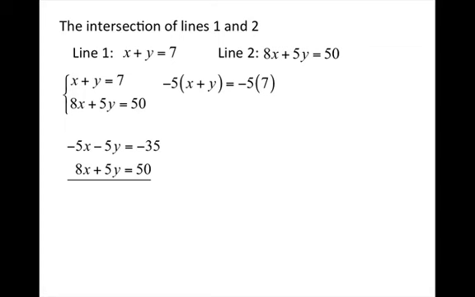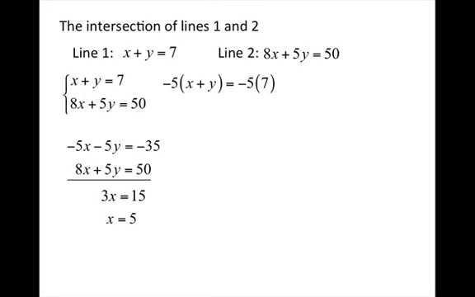When I add these together, -5x plus 8x gives me a 3x. The y's eliminate like we wanted them to, and -35 plus 50 is 15. Then if you divide each side by 3, you get x equals 5.